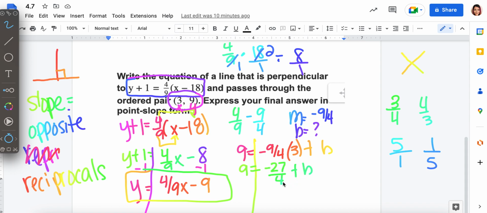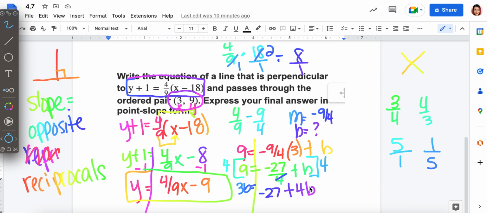I don't like to add and subtract fractions, so I'm going to do a way where I multiply through by a 4 so I can get rid of that denominator. 4 times 9 is 36. Negative 27/4 times 4, those would just cancel out the denominator, just leaving you with negative 27 plus 4 times b, which is 4b. So all I did was multiply through by a 4 to get rid of that denominator, but you have to multiply by 4 with every term.